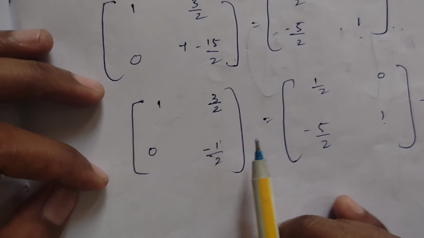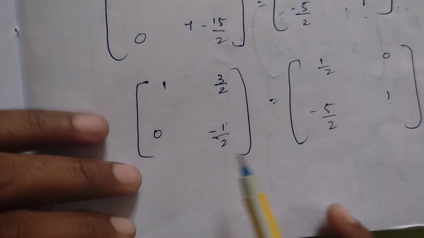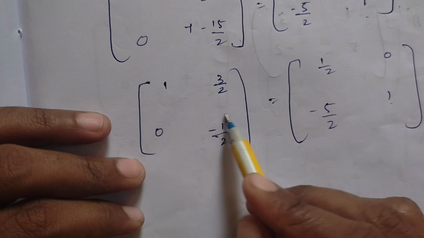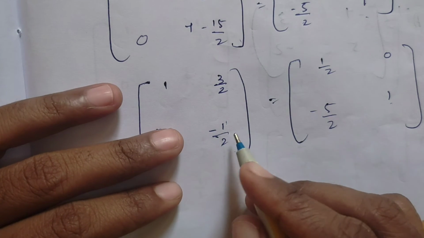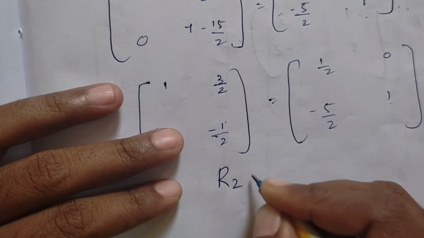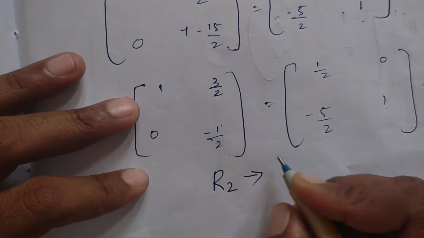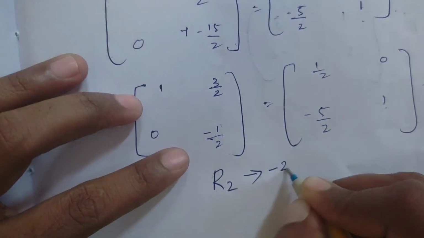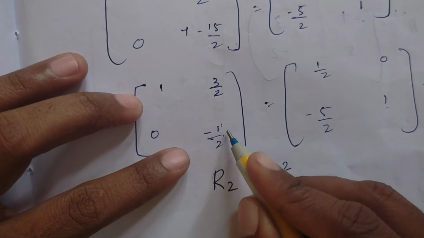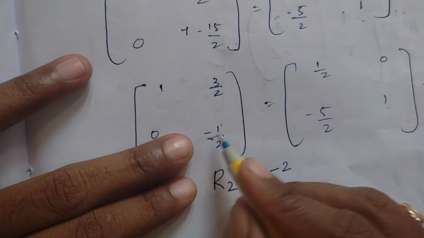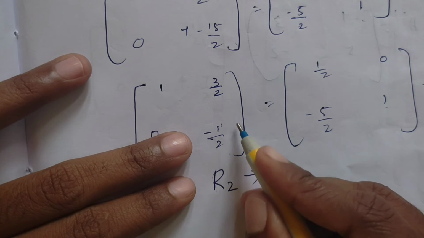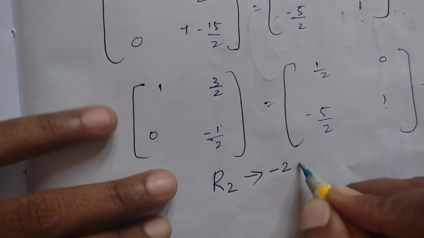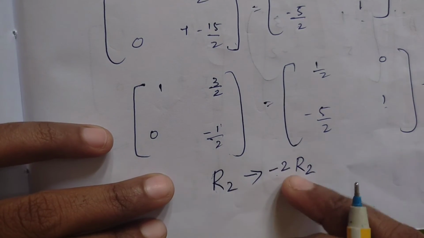So what is the next step? The next step is you should make this element 1. How will you make this element 1? R2 tends to multiply this by minus 2. If I multiply by minus 2, minus into minus is plus 2, and 2 by 2 will get cancelled, it will become 1. So minus 2 R2. So this is the next operation.